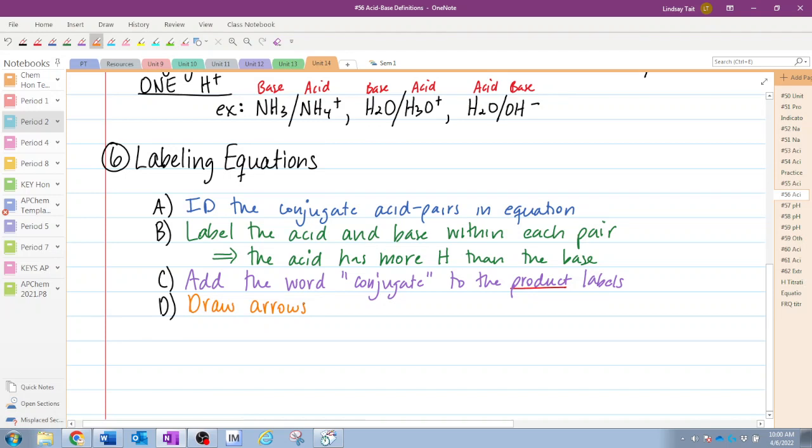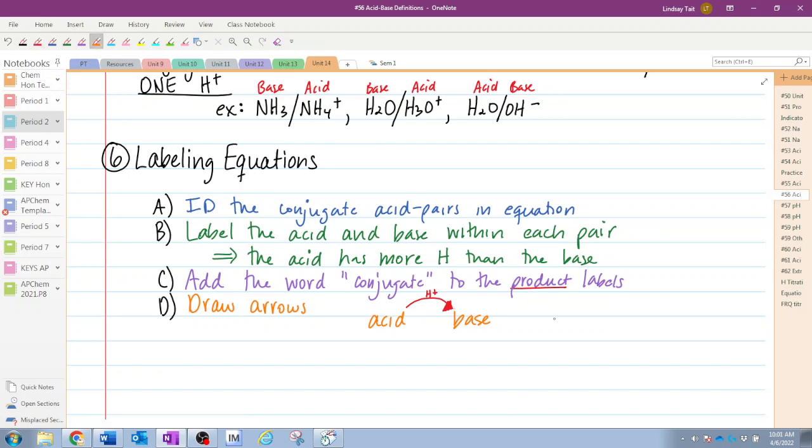And so I'm just going to put on here how the arrows are going to look. You're going to go to your equation and find what you've labeled the acid. You're going to find what you've labeled the base. And the arrow always goes acid to base. The acid donates the proton to the base.